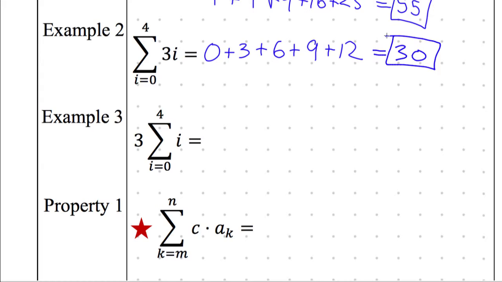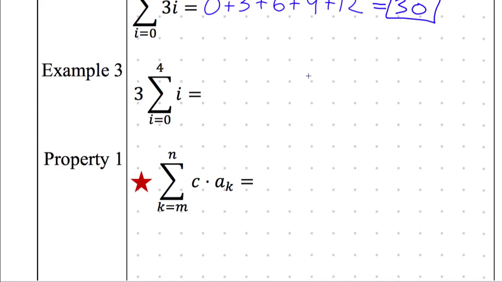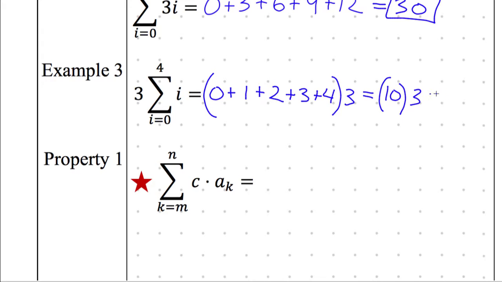Does the 3 in front of the sigma mean you're going to multiply all of them? Yeah, so at the very end, we're going to multiply by 3. Don't worry about the 3 until the very end. Let's just do i. So it's 0 plus 1 plus 2 plus 3 plus 4. And then all of that is going to be multiplied by 3. Okay, well, let's simplify the inside of the parentheses. 1 plus 2 plus 3 plus 4 is 10, right? Yeah. So it's going to all equal 30.